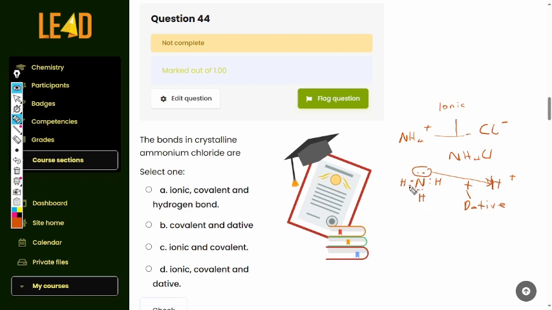Now, between the hydrogen and the nitrogen here, this sharing of electrons that is happening here and here and here, that is covalent bond. So the sharing happening here between nitrogen and hydrogen is covalent bond. So we have ionic, we have covalent, and then we have dative bond. So that would be D. Yeah, so the answer is D.